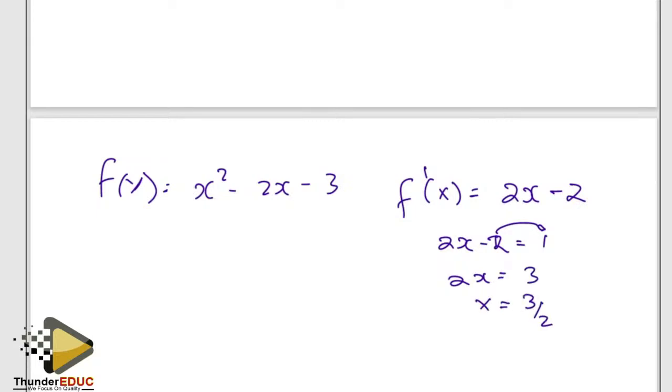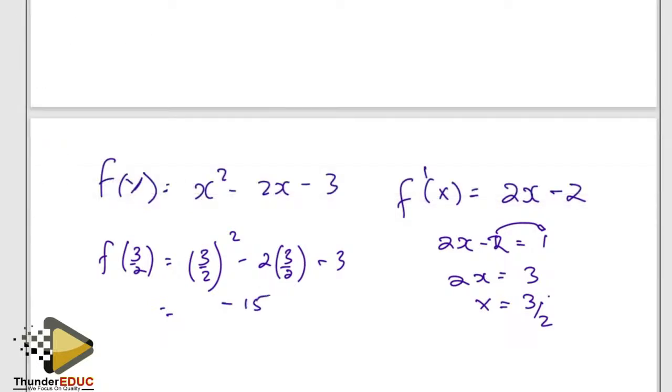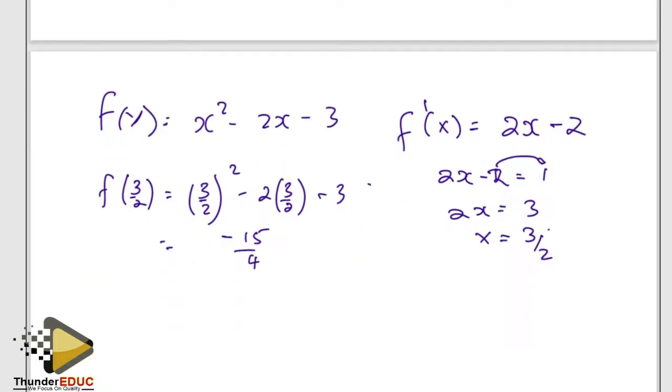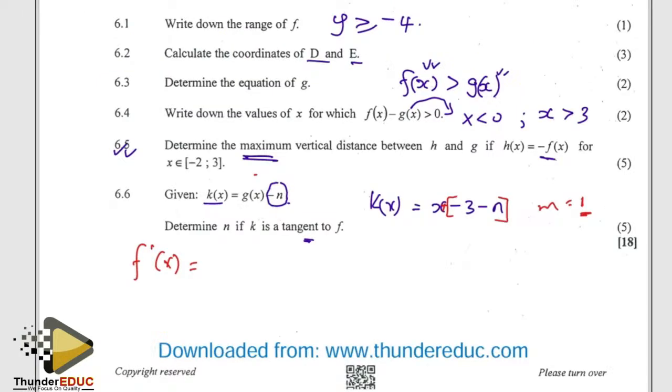So the graphs are meeting at this point where x is 3 over 2. Then let me get the y values by just using this f. What is f of 3 over 2? It's going to be 3 over 2 squared minus 2 times 3 over 2 minus 3. If I simplify this with my calculator, I'm getting negative 15 over 4. So this is the point where the two graphs are meeting.